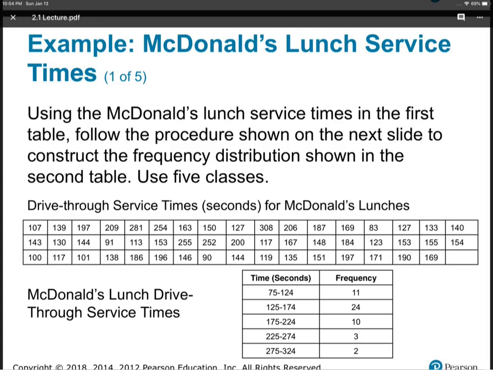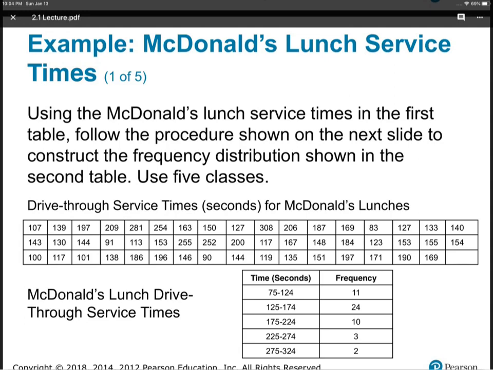So here's an example. We'll slow down right here. McDonald's lunch service time. So using the McDonald's lunch service times in the first table, follow the procedure shown in the next slide to construct the frequency distribution. So there they've got a frequency.